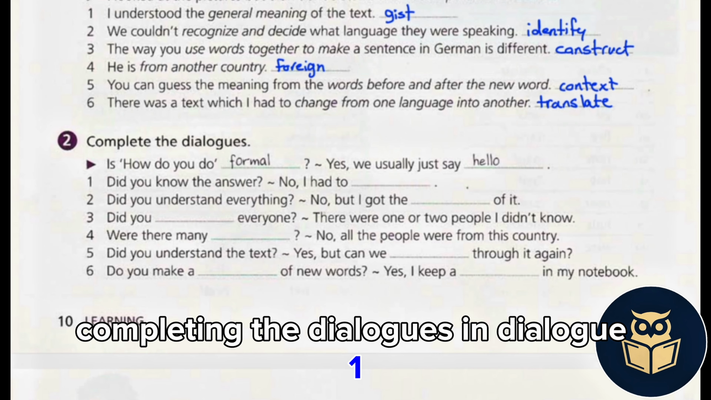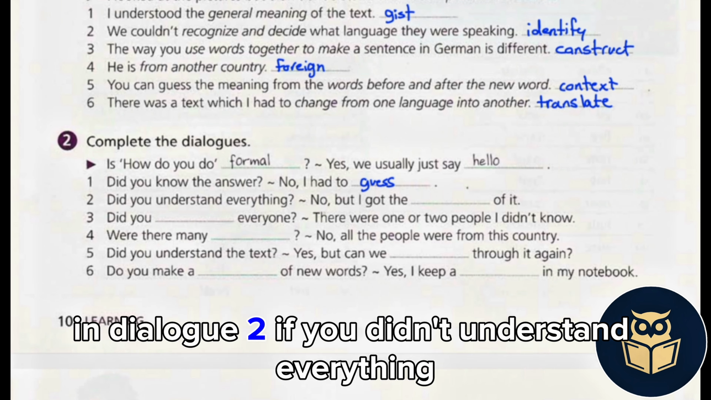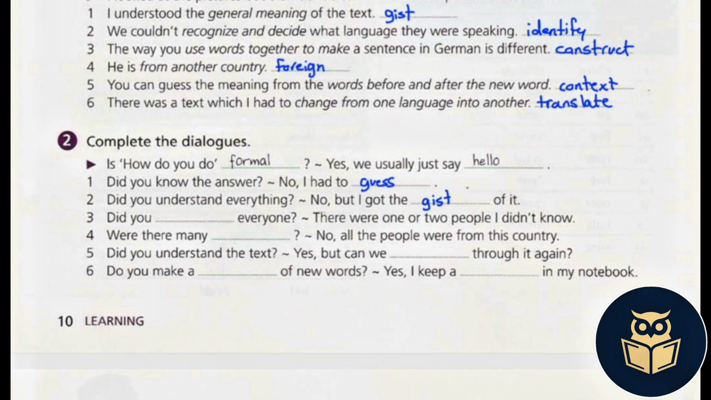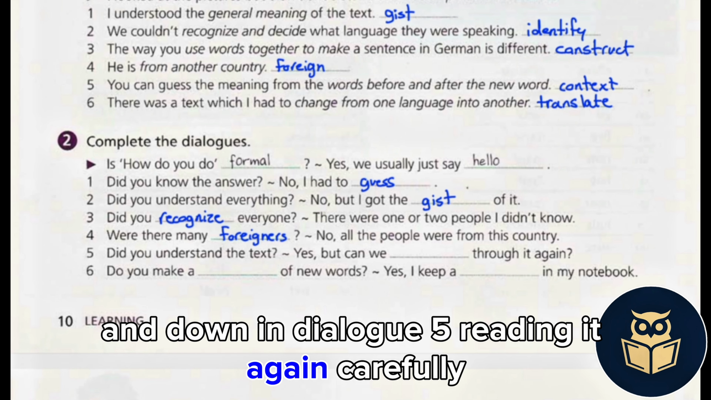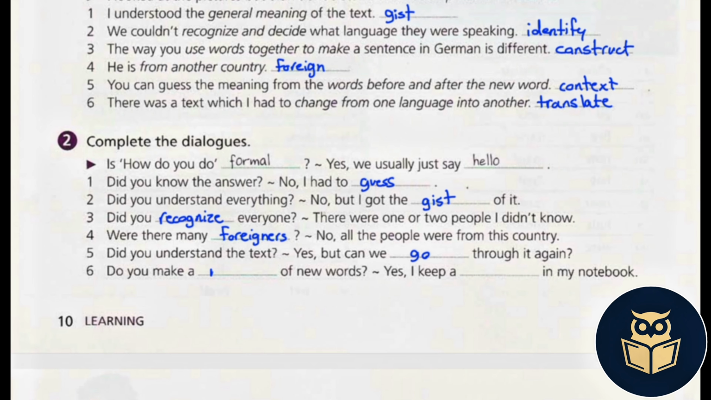In dialogue 1, logic just tells us that if you don't know the answer, your best option is to guess. In dialogue 2, if you didn't understand everything, you only caught the main idea, so you got the gist of it. And down in Dialogue 5, reading it again carefully, step by step, means you want to go through it. Excellent work.